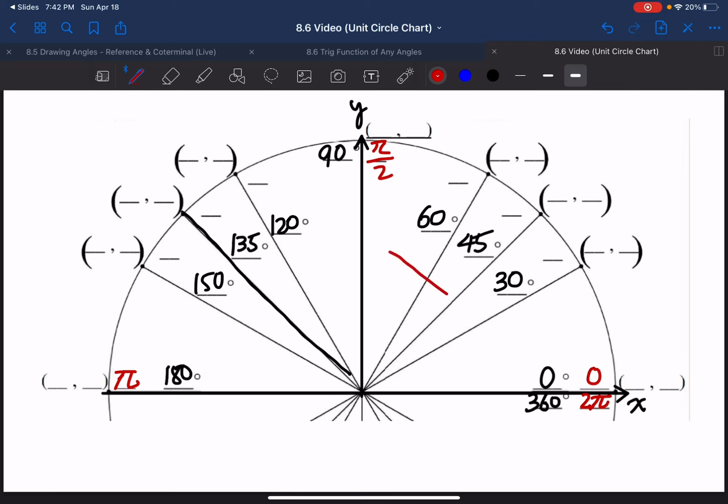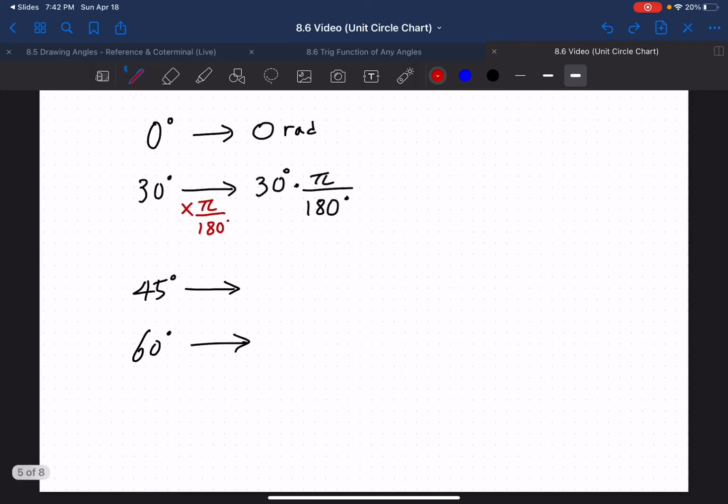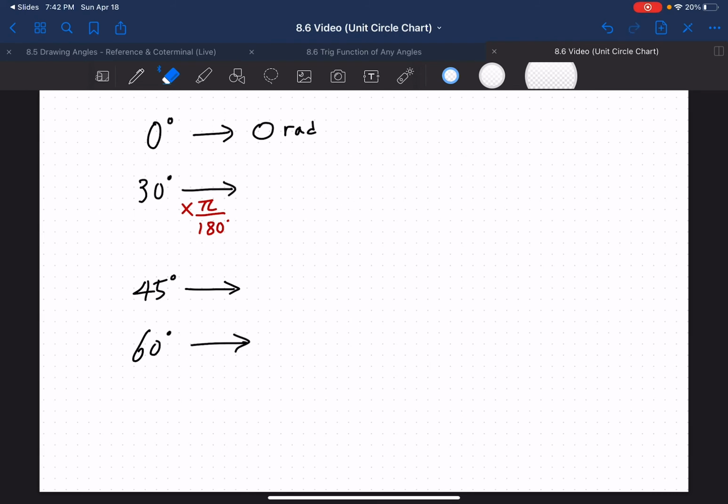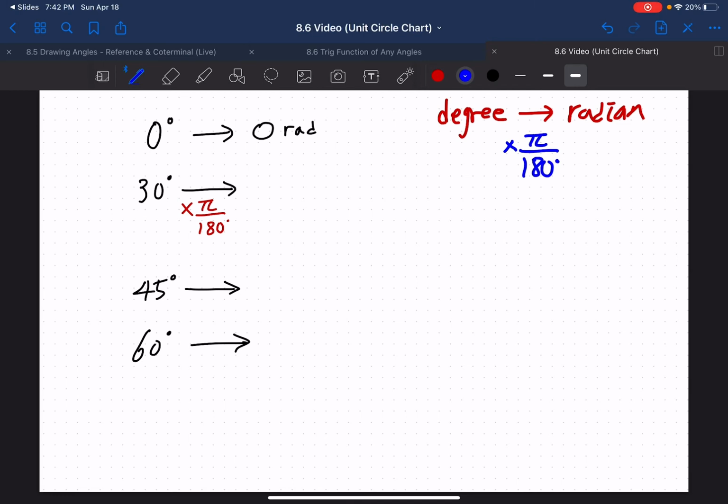Now the thing is right here. So let me go to the next slide and show you. You know, when you convert the degree to radian, let me write here. You have to multiply by pi over 180 degree. If you're going to the other direction, you're multiplying by 180 over pi. But in this case, it's going to be pi over 180.